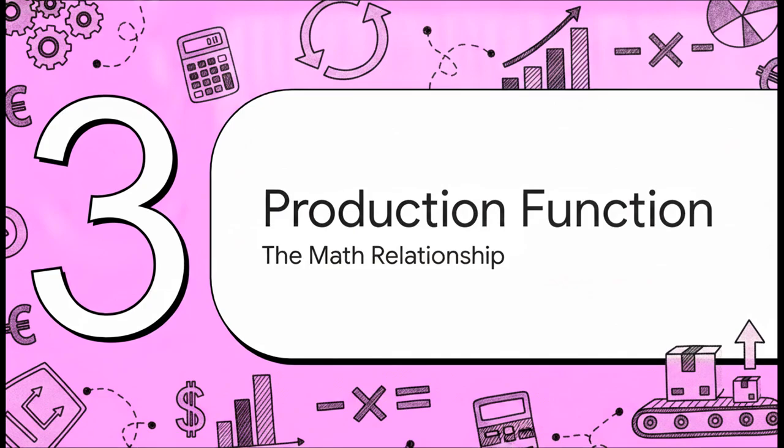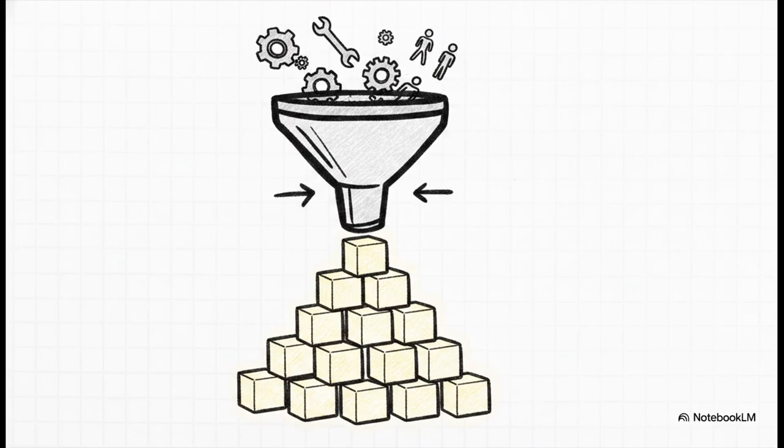Let's hit Section 3, inside the production function. Time to look at the mathematical relationship. Here is the foundational formula. Q equals F of K and L. I know, it looks beautifully simple, but it is incredibly powerful. Let's break it down piece by piece.